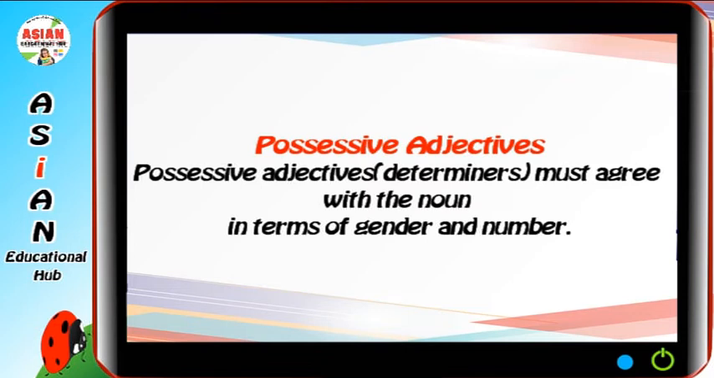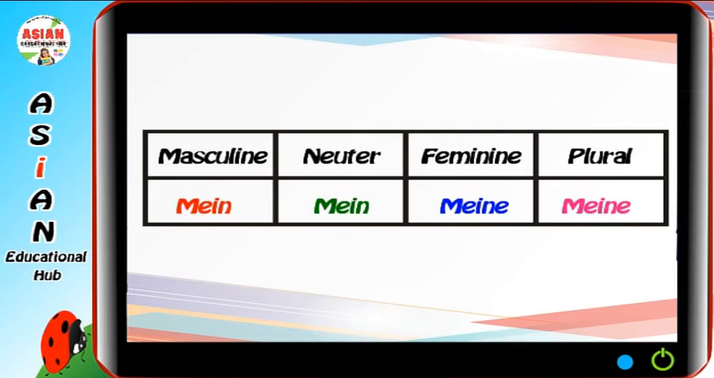In possessive adjectives, determiners must agree with the noun in terms of gender and number. Means if we have different gender, we have to use a different possessive adjective for that. And if we have different number, singular or plural, we have to use a different possessive adjective with that. For example, if we have a masculine noun, we have to use mein. For a neuter noun also, we have to use mein. So for masculine and neuter nouns, both, we have to use mein. And for feminine and plural, we have to use meine. We have to just add e to mein.